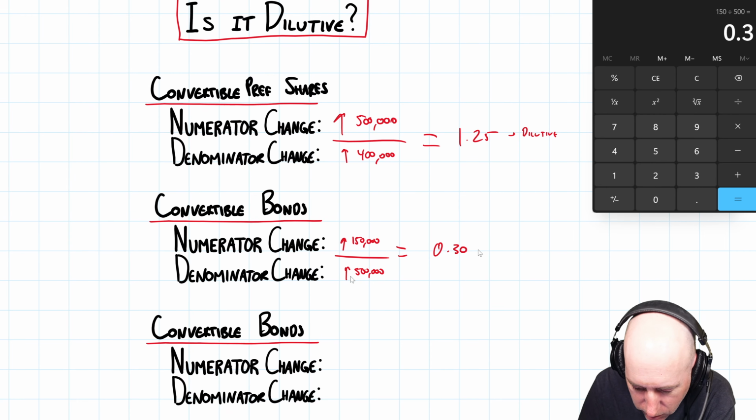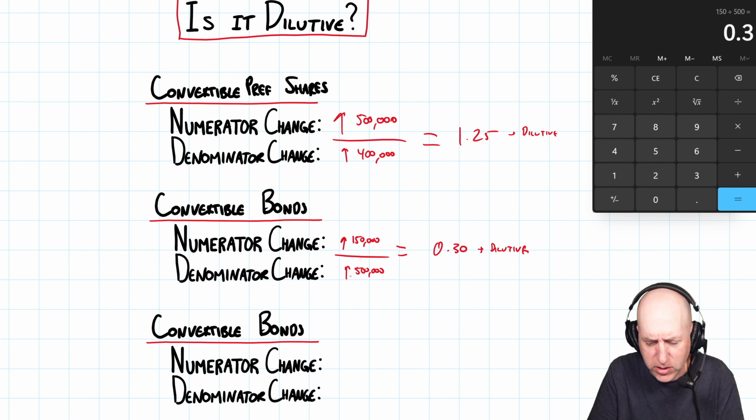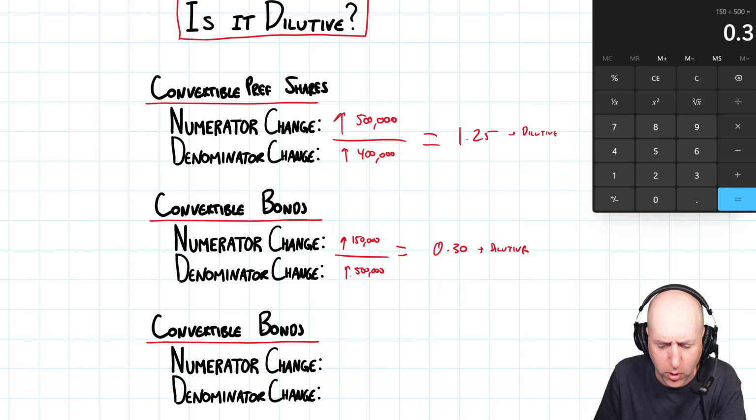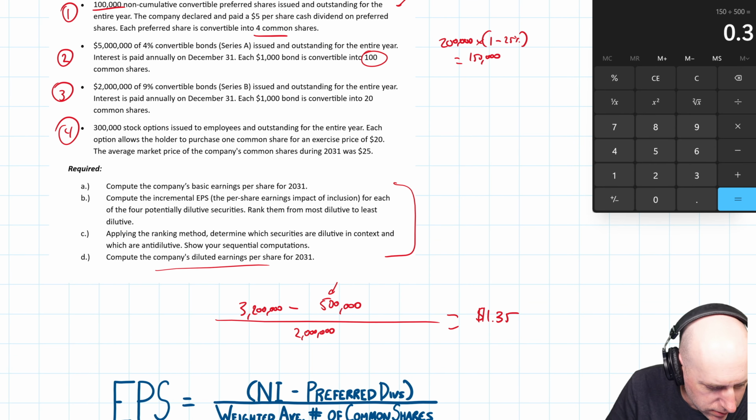Okay, well, this is dilutive, right? It's more dilutive than the convertible, because it's lower. The lower it is, the more dilutive it will be. The convertible preferred share, I should have said.